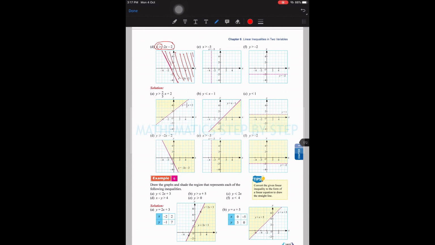X is greater than negative 3. Greater than, so in this case it is a dotted line. Greater than will be everything towards the right hand side of the straight line. Then y is greater than negative 2, greater than, so it is a dotted line. Everything above the straight line, okay?